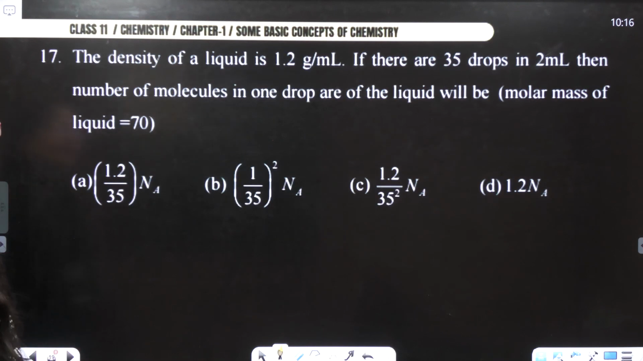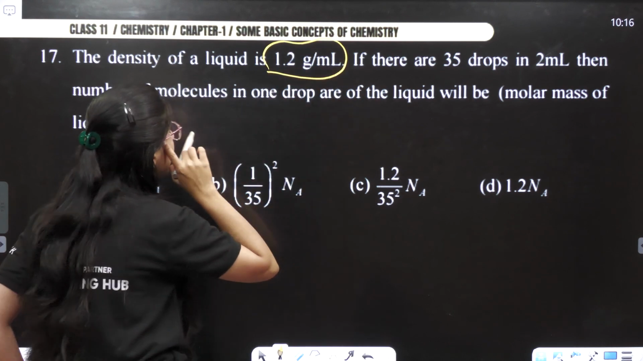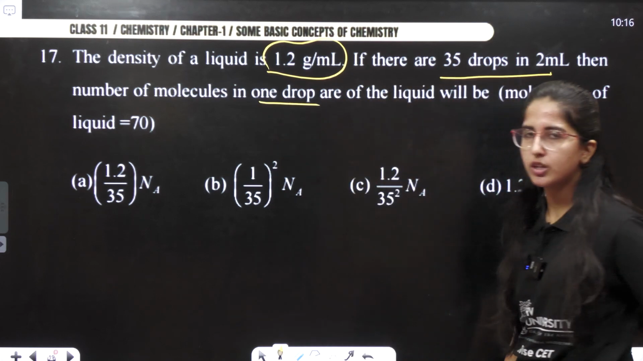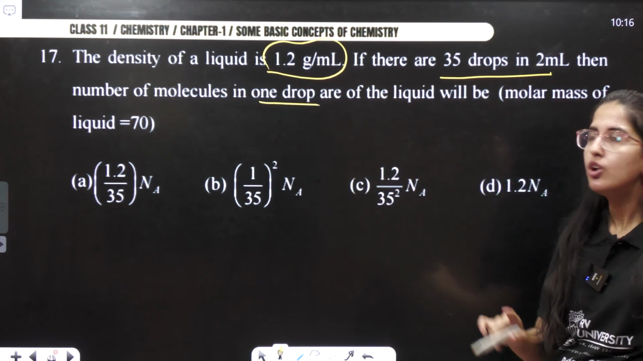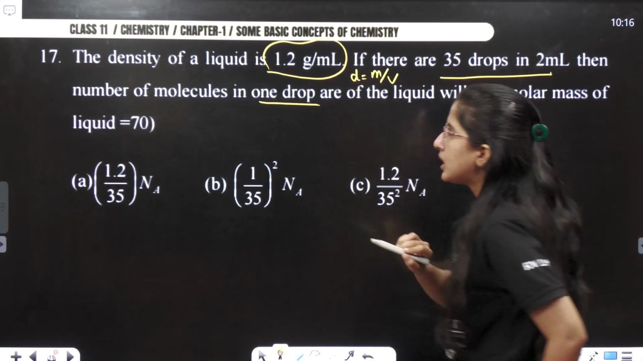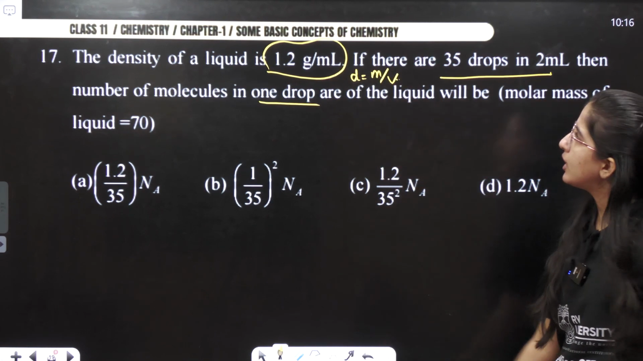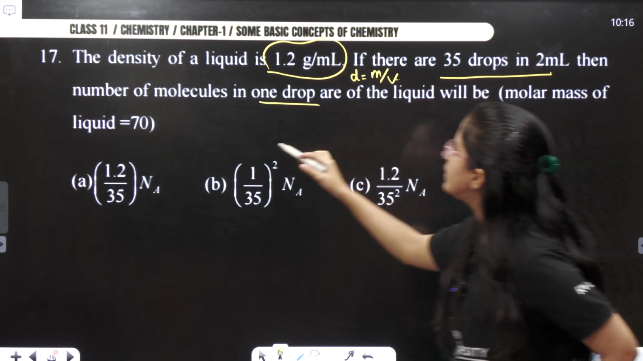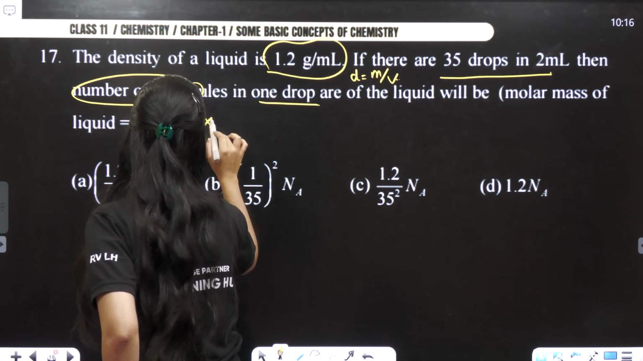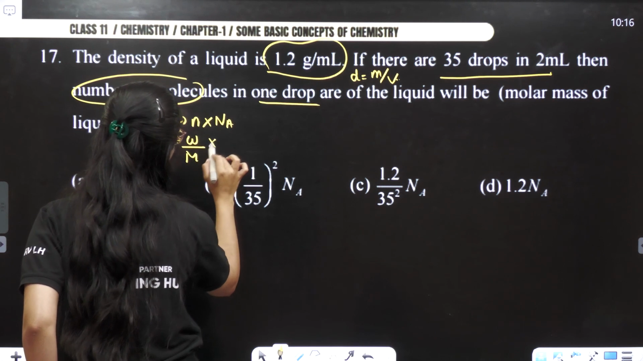Next question. The density of the liquid is 1.2 gram per ml. If there are 35 drops in 2 ml, then the number of molecules in 1 drop will be, water. So to calculate this, what we have to do? First, you know that density is equal to mass divided by volume. Correct? So you know the density, and if you know the volume, you would know the mass. Then you just divide, how many number of molecules? How will you calculate it? You will be calculating it by number of moles into Na. So it will be just weight divided by molecular mass into Na.